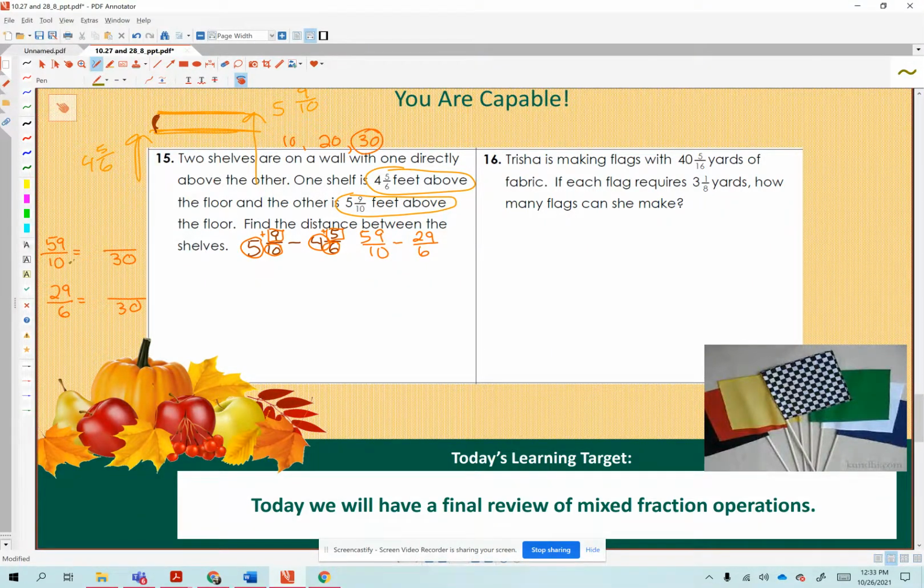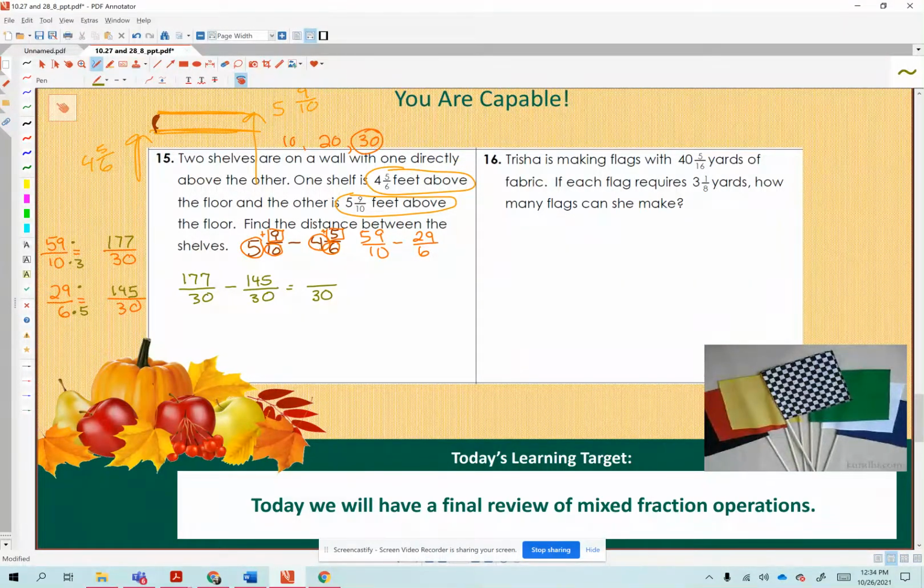So I know that 10 times 3 is 30, and 59 times 3 is 177. So that's our first fraction. I know that 6 times 5 is 30, and 29 times 5 is 145. So now I rewrite this problem as 177 over 30 minus 145 over 30. My answer's denominator will be 30. That's before it's simplified.